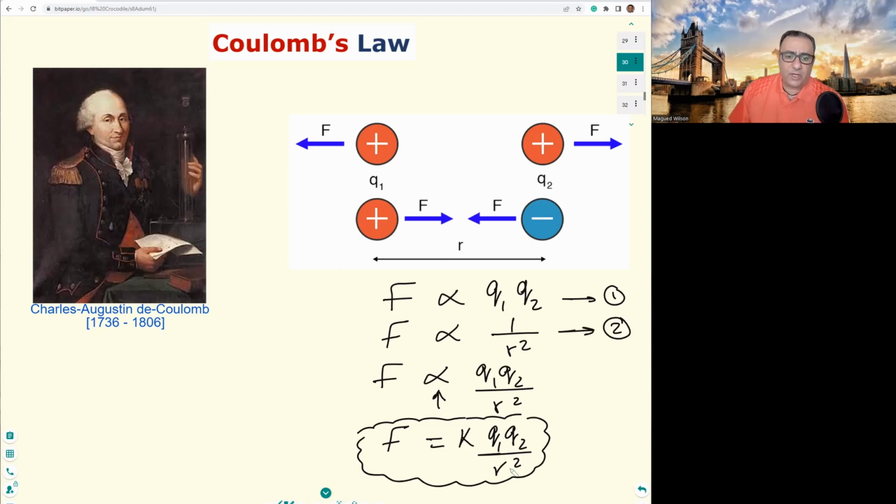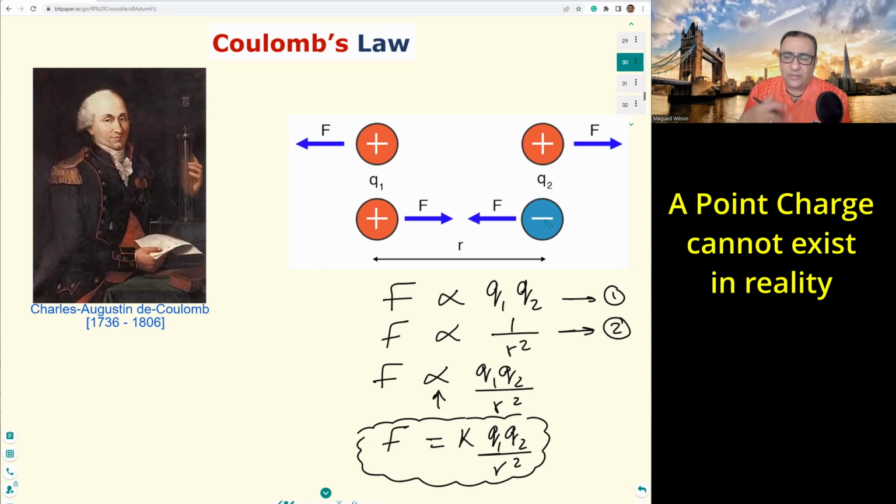In some textbooks, they call R the separation or the distance between the centers of the two charges, given they are spherical bodies. That is fine, but by definition, we usually use the concept of point charge. A point charge is a theoretical concept to make definitions easier in physics, like we use point mass, for example, when we talk about Newton's law of gravitation, right? A point charge is very, very small. So that's why we say the distance between the two point charges.